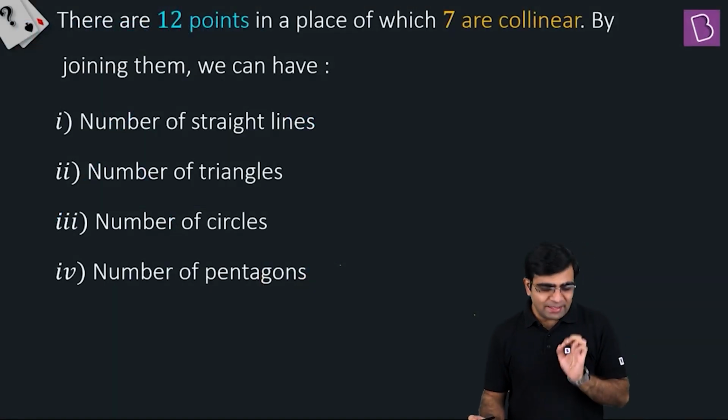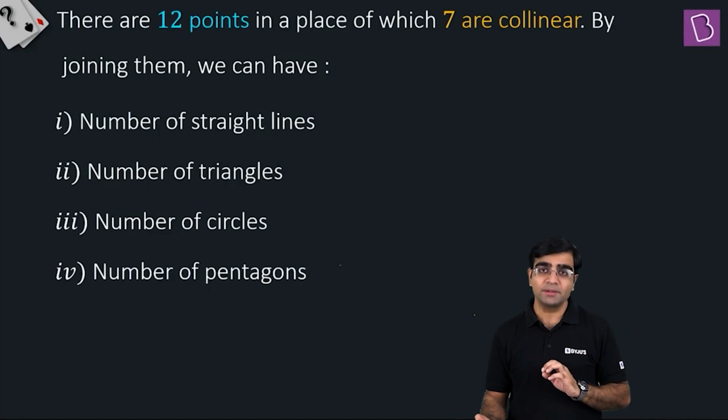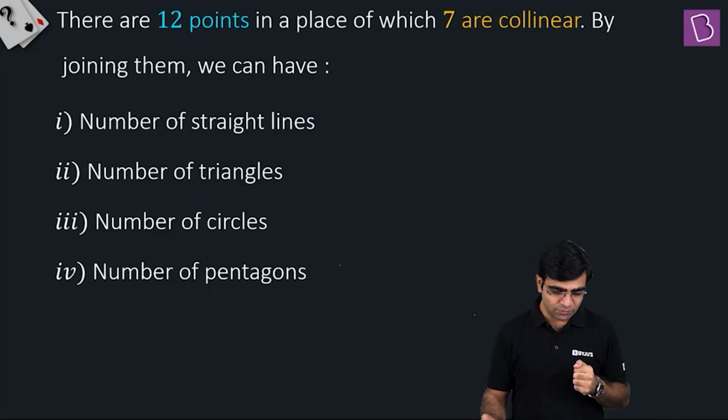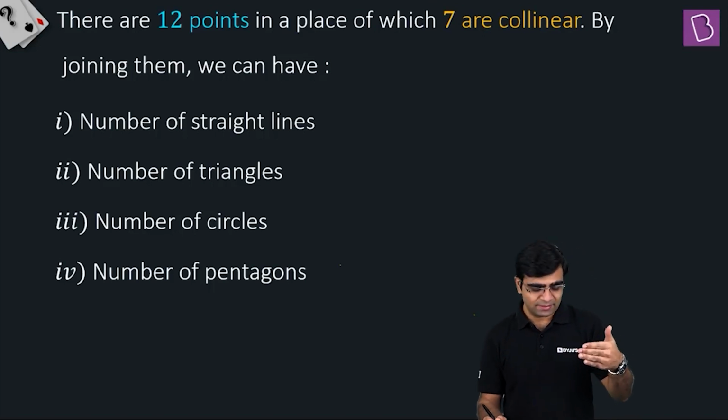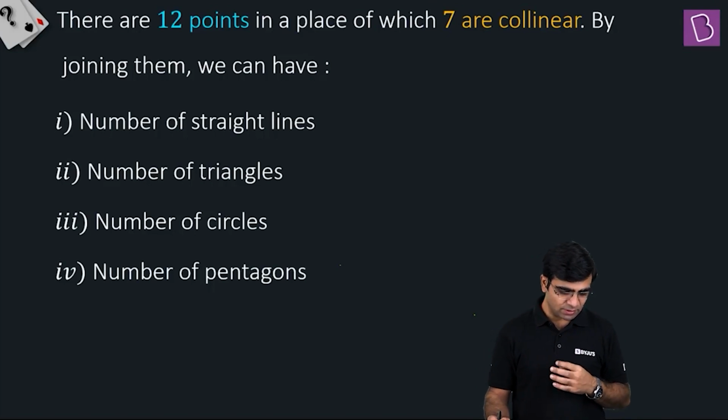So let's quickly apply the concept to this particular question. There are 12 points in a plane of which 7 are collinear. By joining them, we can have, first, the number of straight lines. Second, the number of triangles. Then the third part of the question is the number of circles. And the fourth part of the question is the number of pentagons.